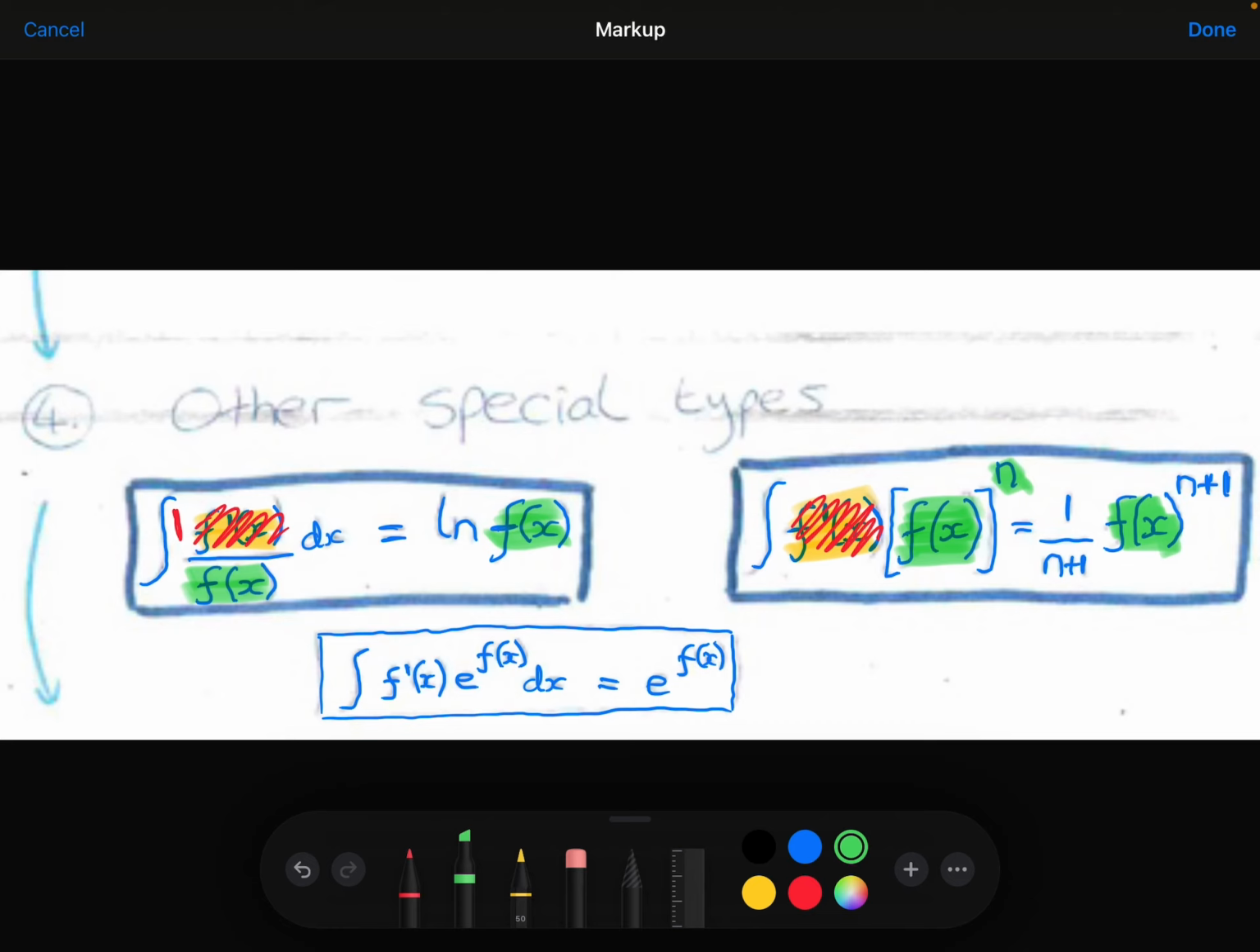And the third special type of integral to spot: if you have the derivative of the function that's inside the exponential, again, you can ignore the derivative completely and then integrate the exponential the way we normally integrate the exponential. The exponential integrates to be the exponential with the function on the inside. So if you can spot those special types, that will save you a huge amount of time. So that's the 4th thing to think about.